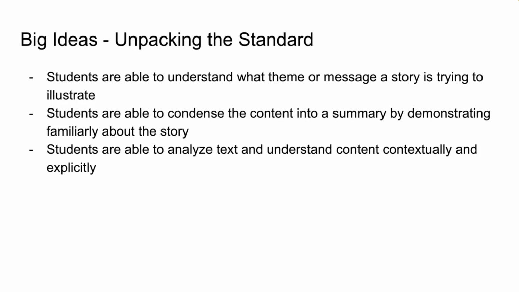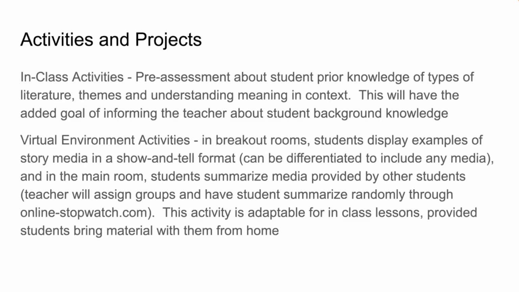And then in terms of analyzing text, this refers to students being able to look at a sentence or look at a paragraph, be able to read it, be able to understand what it's explicitly saying, and be able to understand what it's saying implicitly as well. And so understanding context is very important in this regard. So I was thinking about different activities and projects that could be possible with this standard. I believe that doing a pre-assessment about students' prior knowledge of types of literature, themes, and understanding meaning and context will be very important. We need to see what the students actually know about this kind of rudimentary literature review.